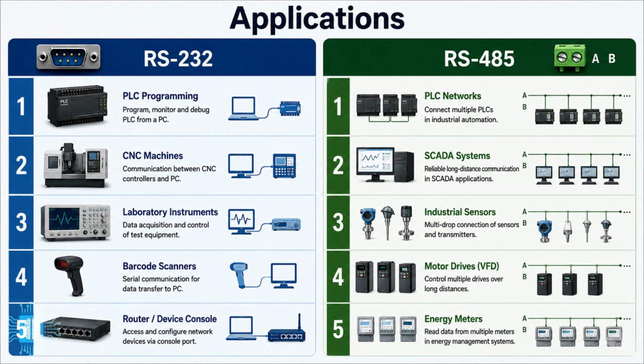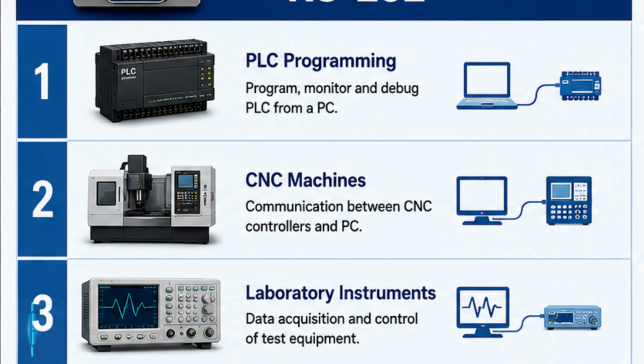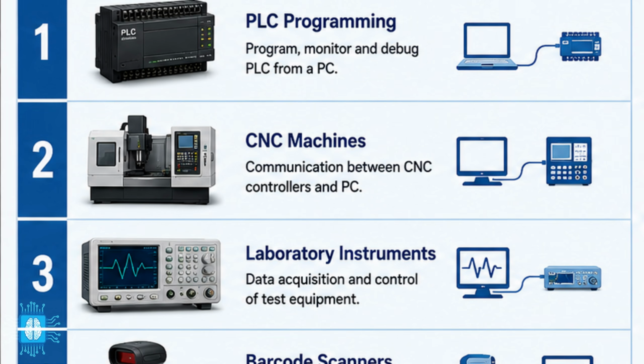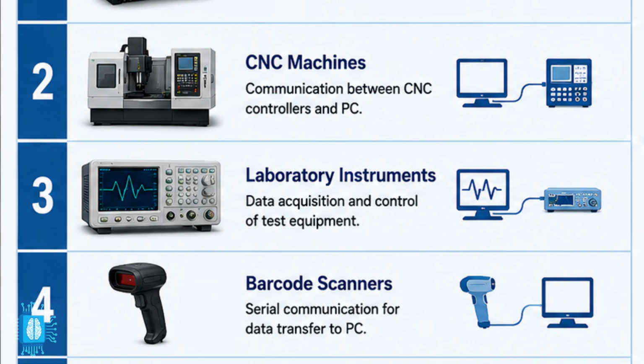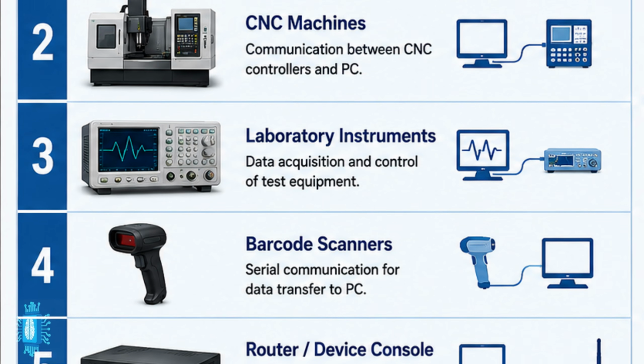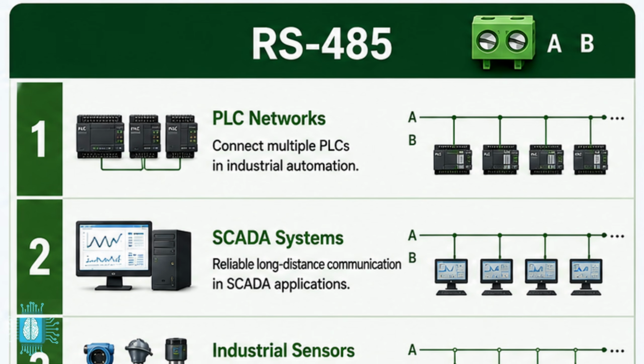Finally, let's explore their most common applications. RS232 is mainly designed for point-to-point communication. That's why it's commonly used for PLC programming, CNC machines, laboratory instruments, barcode scanners, and router console ports.